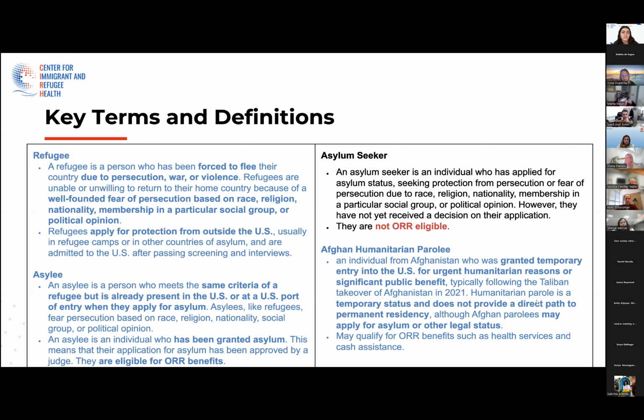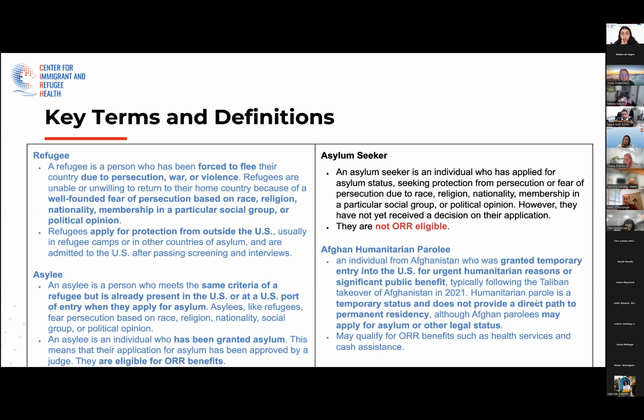An asylum seeker is an individual who's applied for asylum status and is seeking protection from persecution or fear of persecution. However, they have not received a decision on their application. Unfortunately, asylum seekers are not eligible for services through this grant or for other ORR programs.